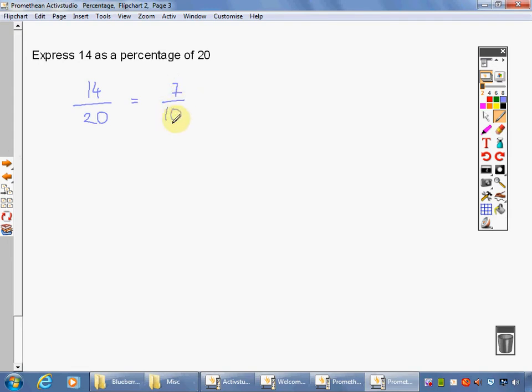Now that's lovely, because to get to a percentage I want to have it as something over 100, because that's what percent means, per 100, and there's my 100. Can I have an equivalent fraction to 7/10 that's over 100? Yes I can, it's 70. There we go. So straight away I know the answer to that one is 70%.